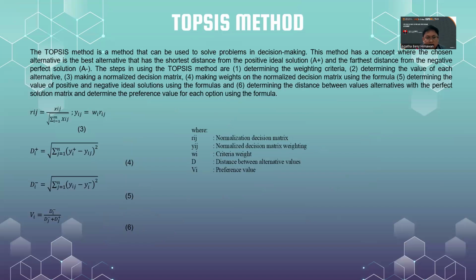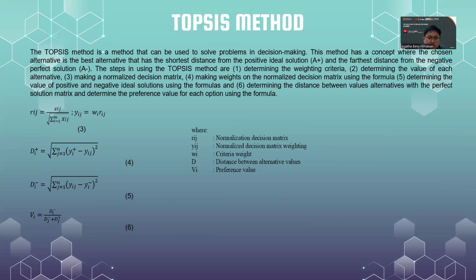The TOPSIS method is a method that can be used to solve problems in decision making. This method has a concept where the chosen alternative is the best alternative that has the shortest distance from the positive ideal solution, A plus, and the farthest distance from the negative ideal solution, A minus.